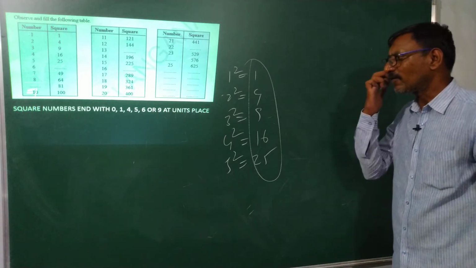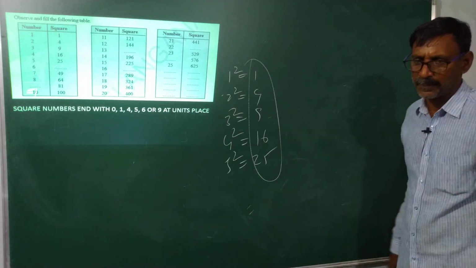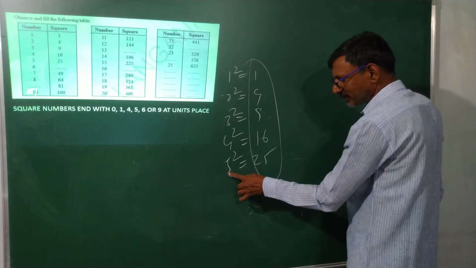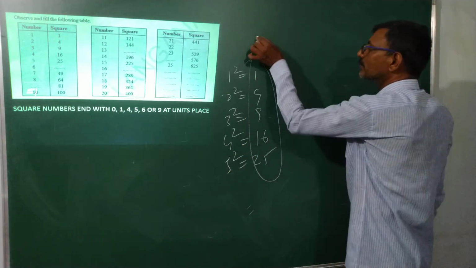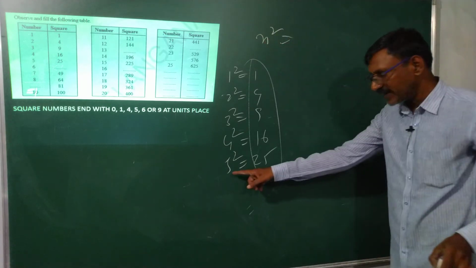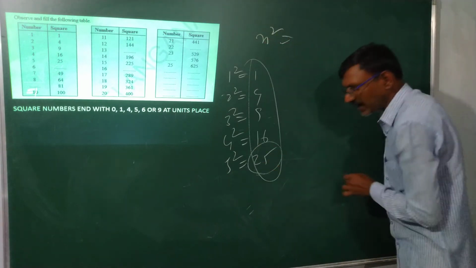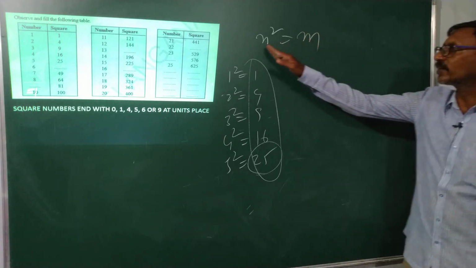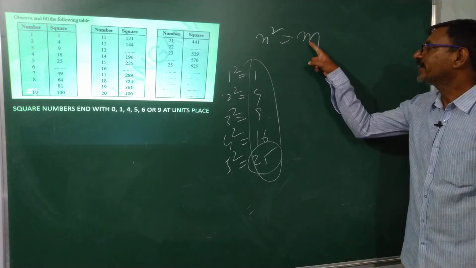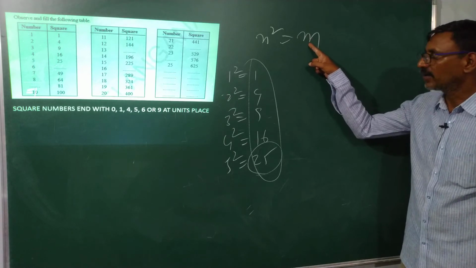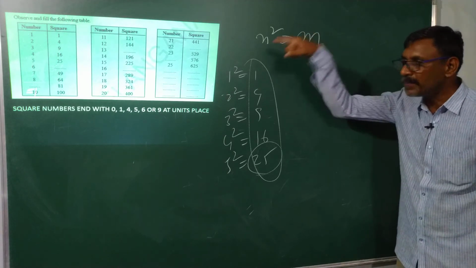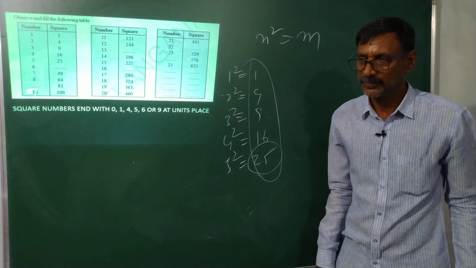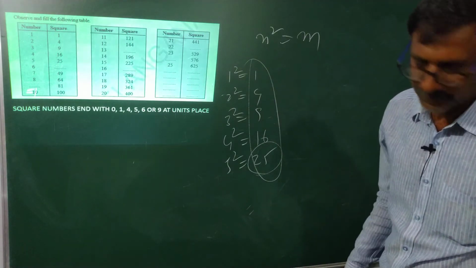These square numbers I would like to define with the help of a general form. This is some n, then it is n square. This is another number, say some m. So m is equal to some n square. M is called a square number when m is equal to some n square.